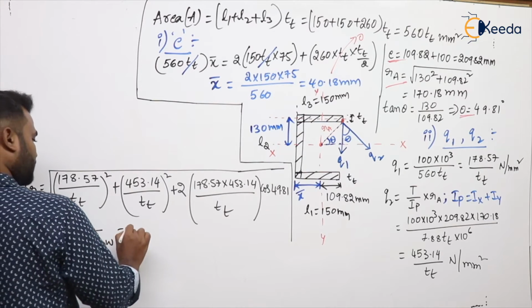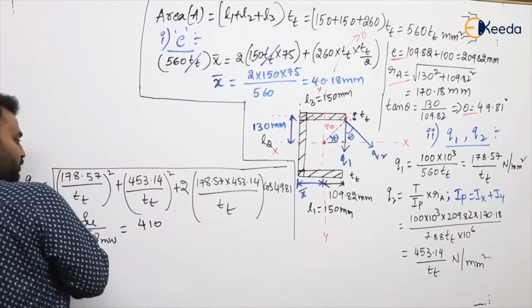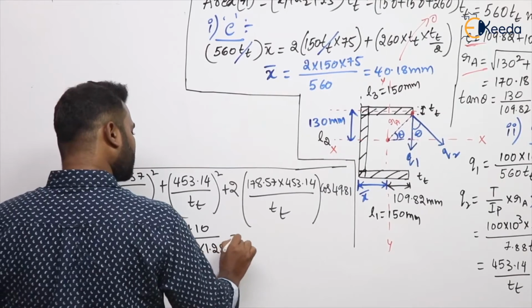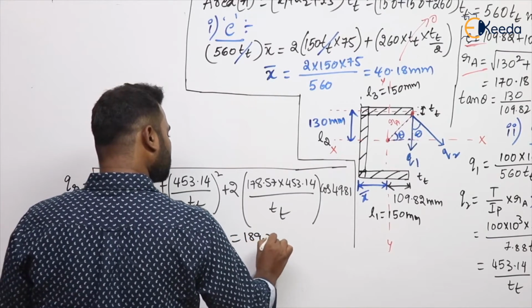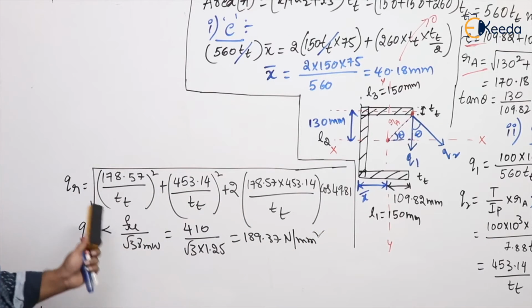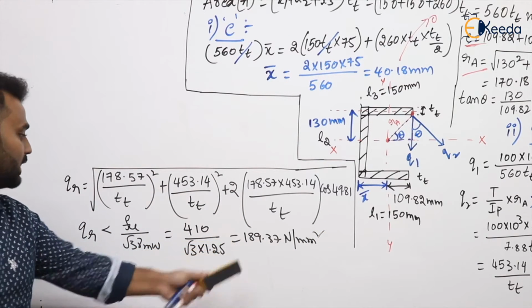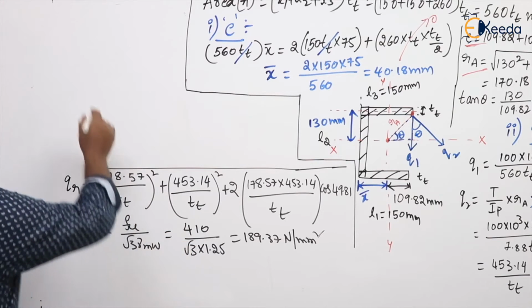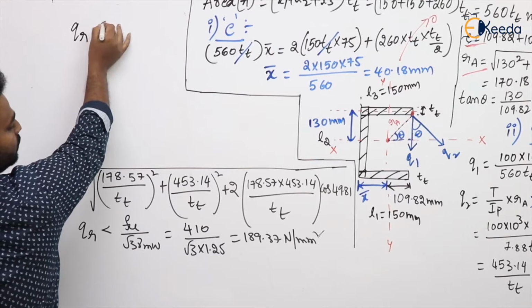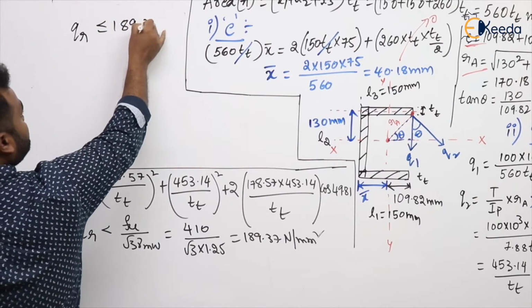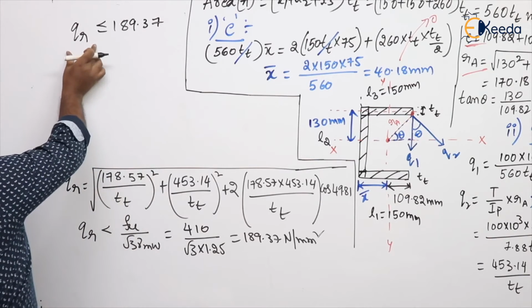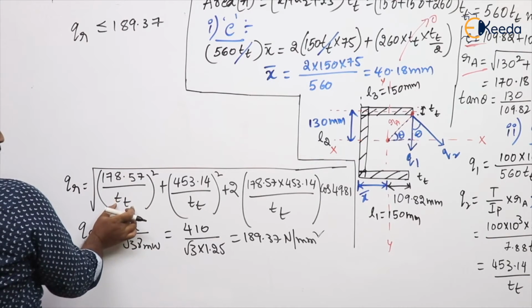So upon substituting all the values, that is FU is 410 by root 3 into 1.25, we will get it as 189.37 Newton per mm square. Clear? Now this resultant QR should be less than or equal to 189.37. Upon substituting this total expression here, then we'll get the value of TT.